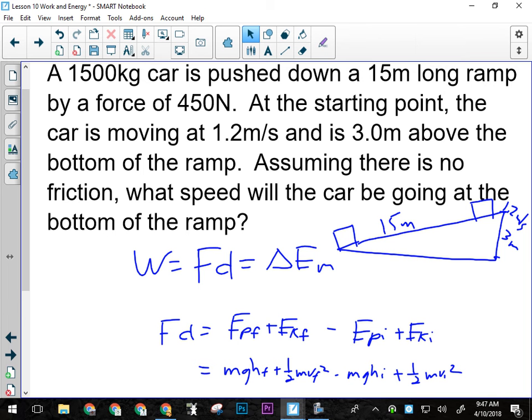Okay, let's have a look at this one. The thing we have to realize to start this question off is that because the car is being pushed down the ramp, it is going to have more mechanical energy at the bottom than it has at the top. Everyone okay with that? It has a certain amount of mechanical energy at the top because it's moving and it's above the bottom. But it's also being pushed down the ramp, which is adding mechanical energy because it's work. So at the bottom, we'll have more mechanical energy.